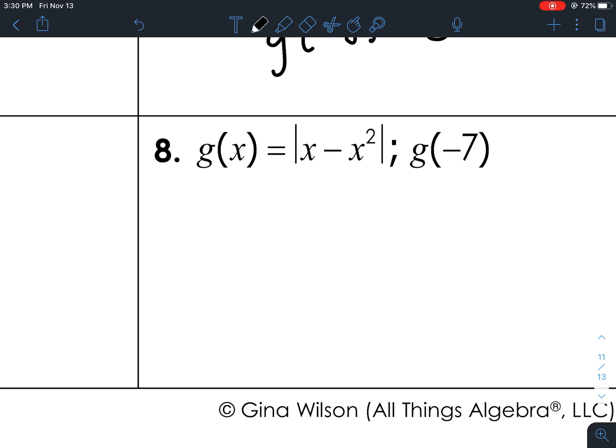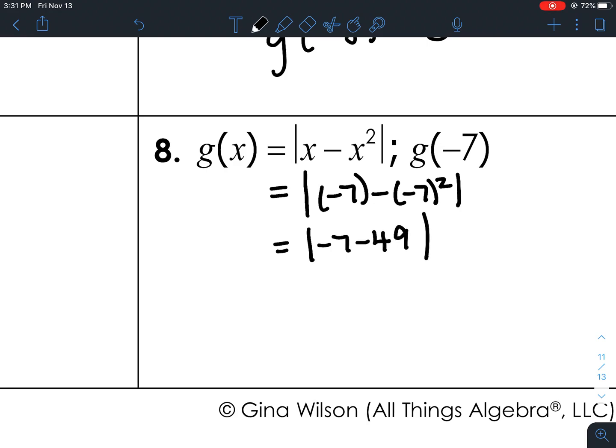8. So we're going to plug in our negative 7. Now these are absolute values. Remember, inside the absolute value, we simplify all the way, and then we take the positive number. Okay, so we'll square it first. Negative 7 squared is 49. But we have the negative on the outside, so we're going to keep that negative. Negative 7 minus 49 is negative 56. And the absolute value of negative 56 is positive 56, which is g of negative 7.